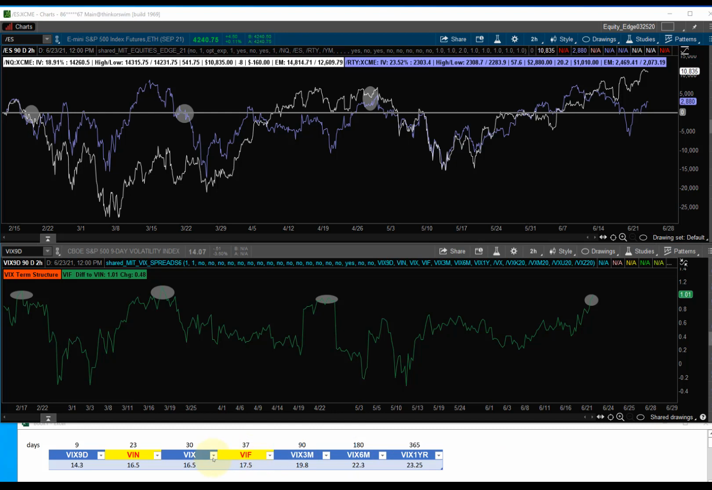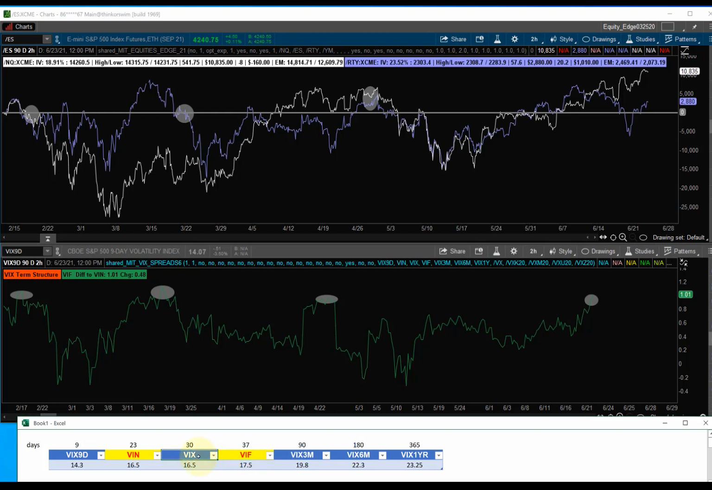So instead of just following the VIX, or along with just following the VIX, what Pablo Lucina and I teach over at Masters in Trading is we want to look at the VIX, which is a 30-day measure of volatility, but we also want to look at the 9-day. We want to look at the near term, the VIN. We want to look at the far, the VIF. 3 months, 6 months, 1 year.